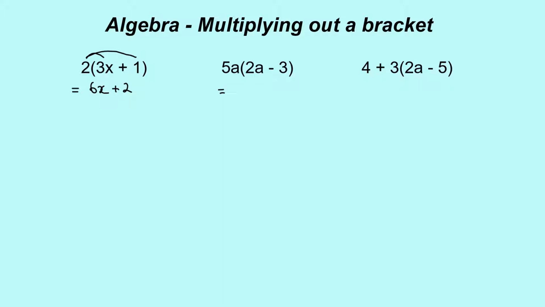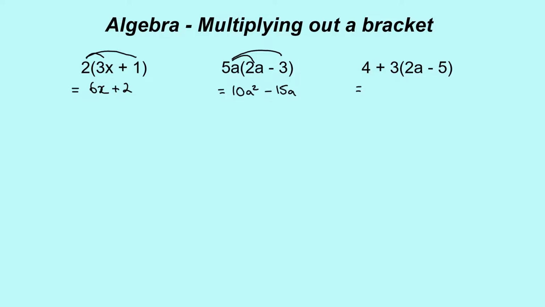5a times 2a, 5 2s are 10. A times a gives you a squared, so that would be 10a squared. Do that times that. Minus sign in the middle, and then multiply that by that. 5a times 3 is 15a. And again, that's as far as you can go with that. So that's that example finished. And moving on to the third example.